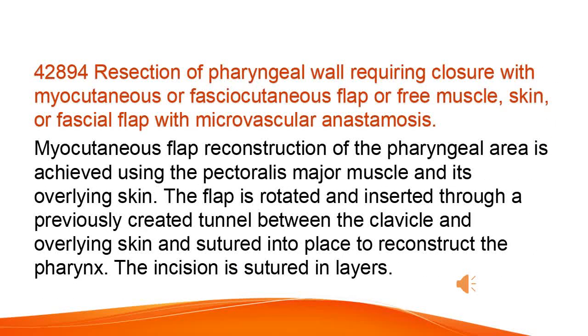Resection of pharyngeal wall requiring closure with myocutaneous or fasciocutaneous flap or free muscle, skin, or fascial flap with microvascular anastomosis. Myocutaneous flap reconstruction of the pharyngeal area is achieved using the pectoralis major muscle and its overlying skin. The flap is rotated and inserted through a previously created tunnel between the clavicle and overlying skin and sutured into place to reconstruct the pharynx. The incision is sutured in layers.